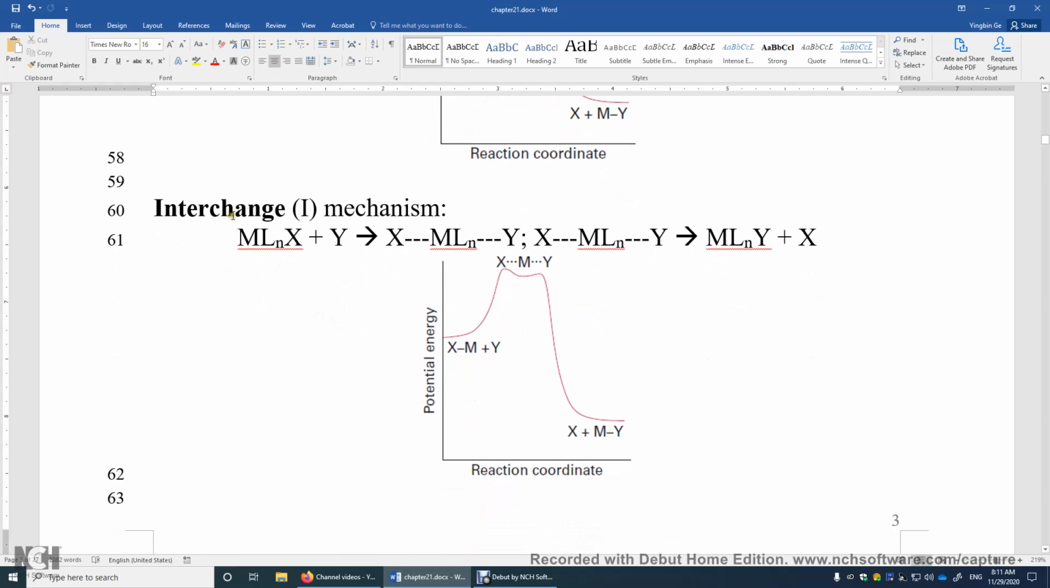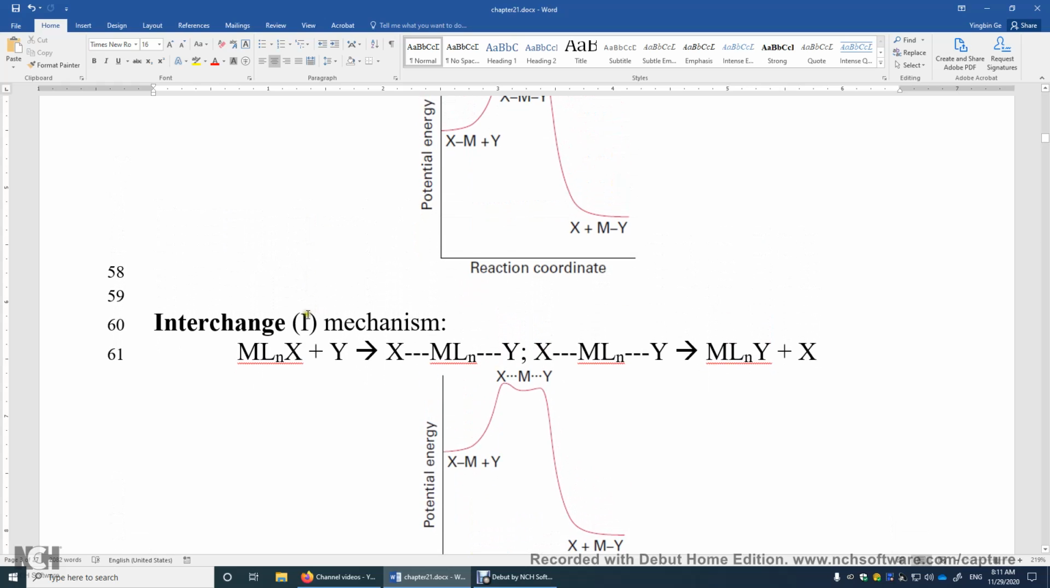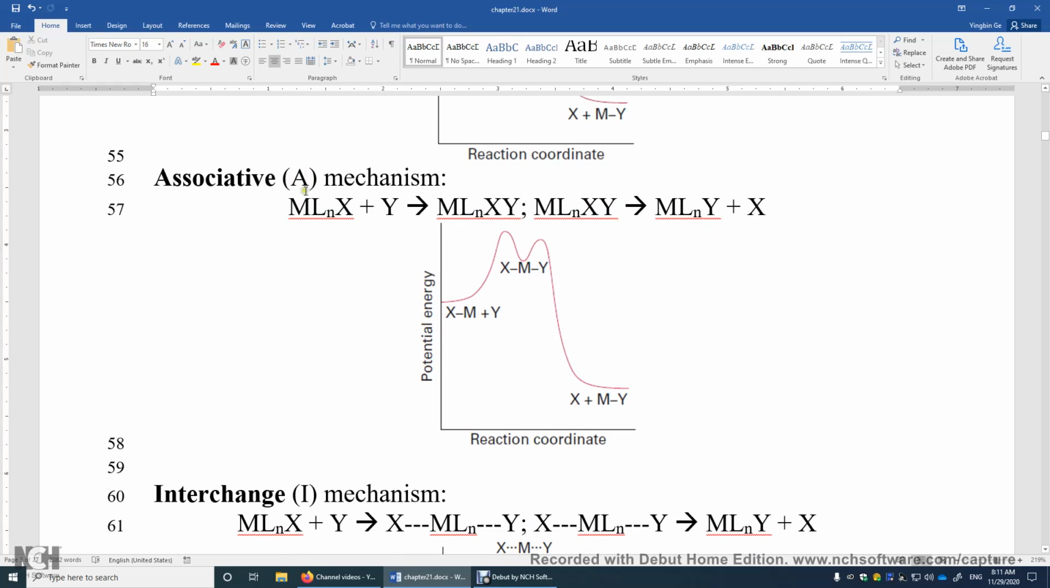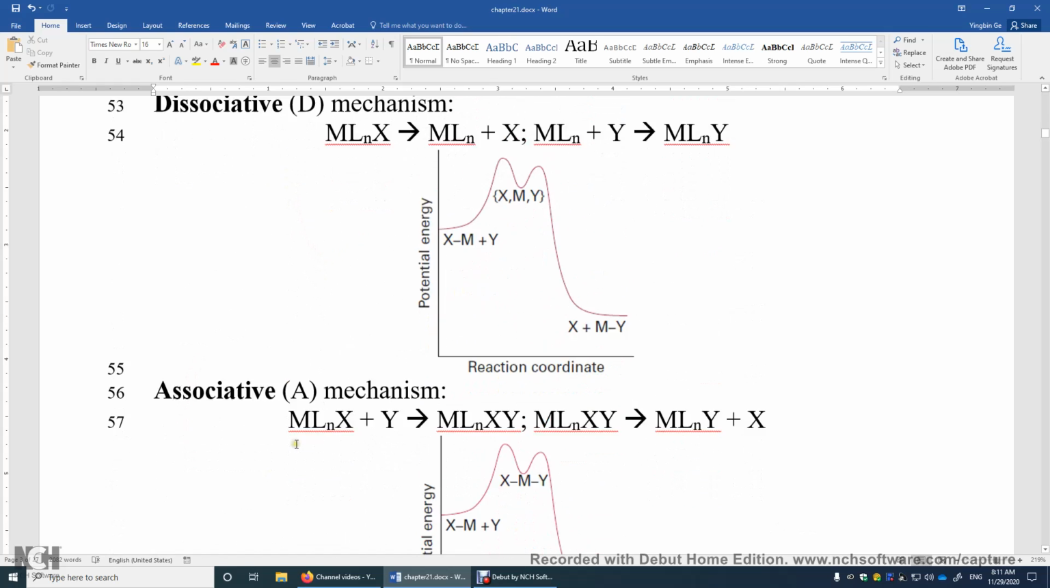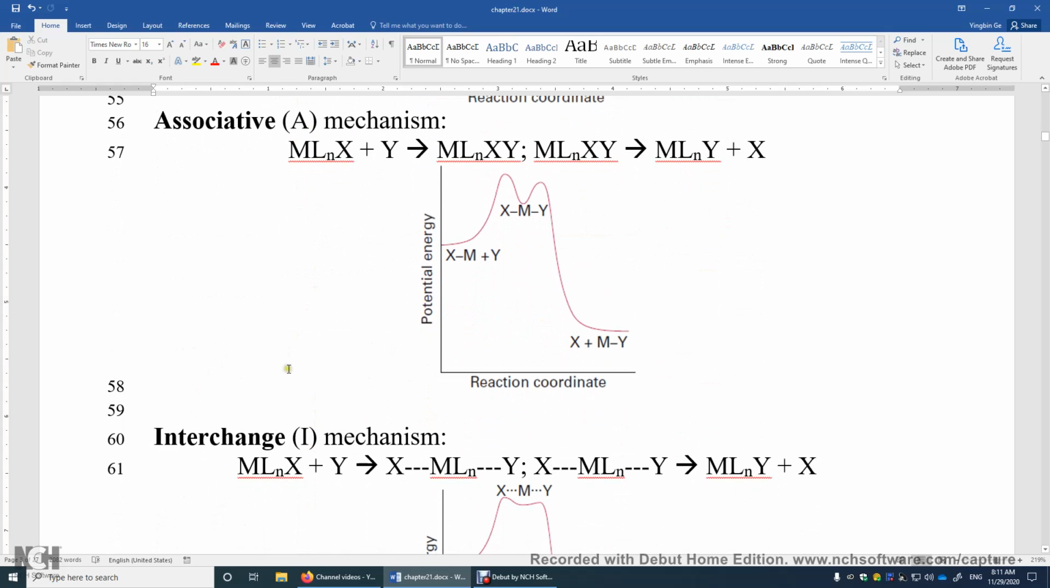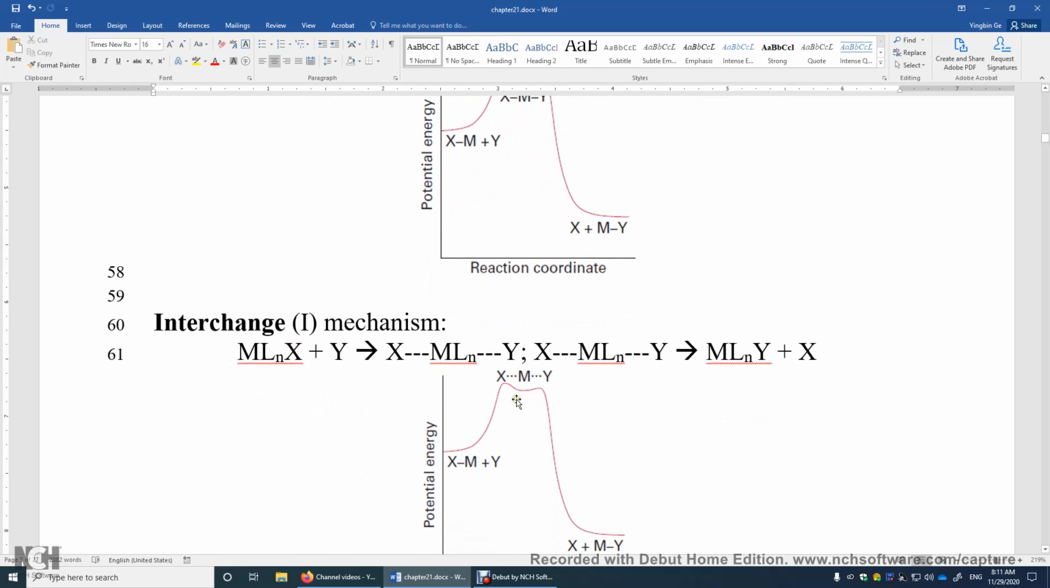The third type, interchange mechanism. The shorthand notation is I. Over here it's A, associative. Over here it's D, dissociative. And interchange, I. So you have D, A, I: dissociative, associative, interchange. Now look at here. Also, we're focused on the first step.